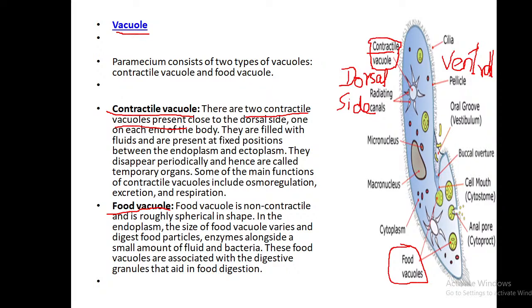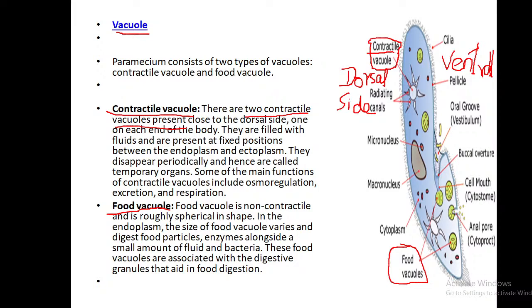എണ്ണം രണ്ടെണ്ണം കാണും. They are larger in size. They are two in number, one at the anterior end and one at the posterior end. And they disappear periodically. They disappear periodically means depending on the necessity of the cell.